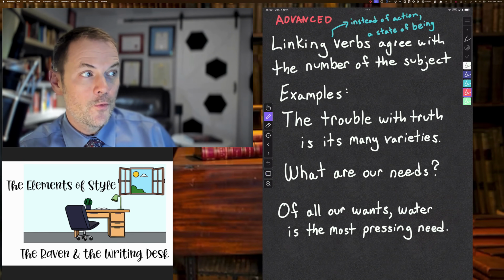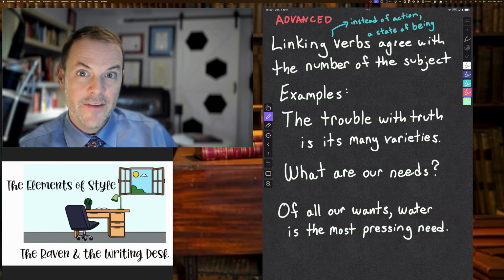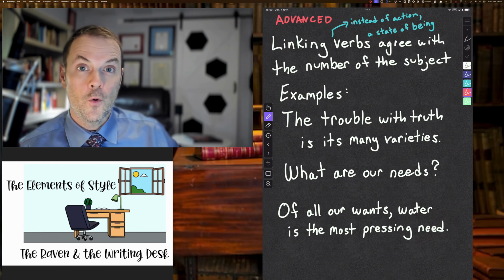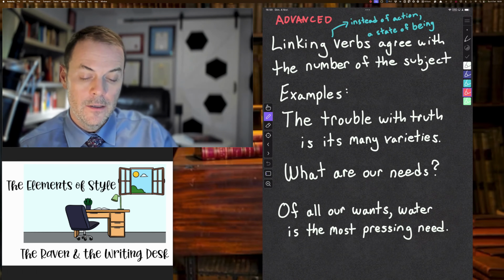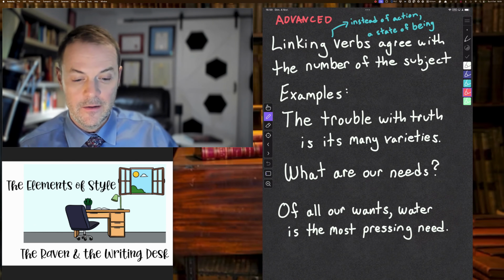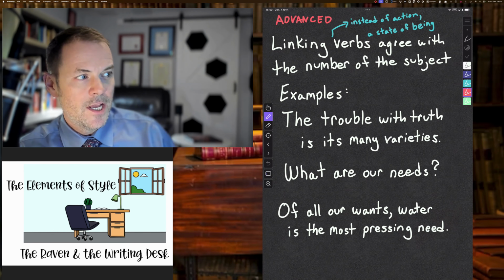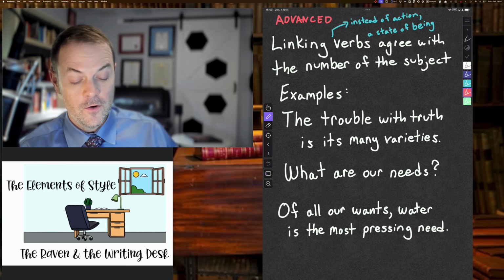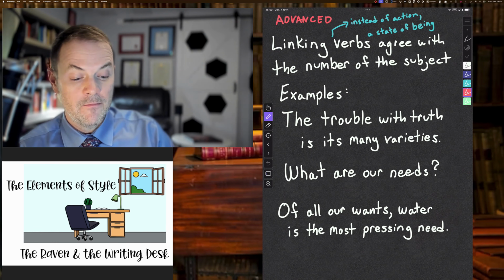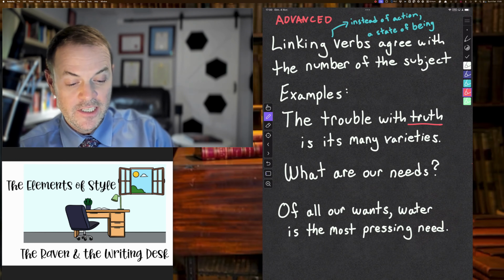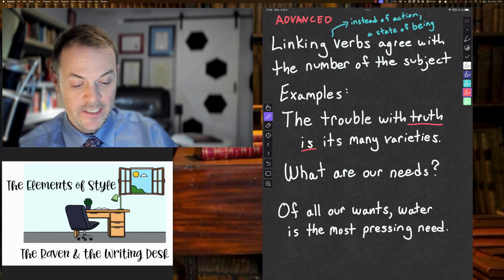Linking verbs agree with the number of the subject. So a linking verb, instead of action, expresses a state of being. So, I am bored. Like, I'm always going to be bored. And so in this case, the verb "am" refers to my state of being. Examples. The trouble with truth is its many varieties. So I'm saying that truth comes in more than one form, but the subject here is singular, so it's going to be "is."